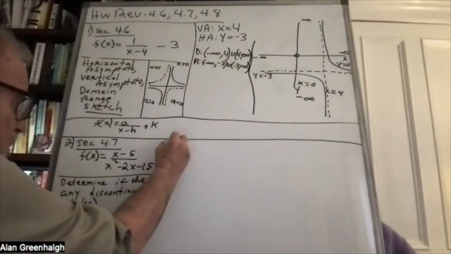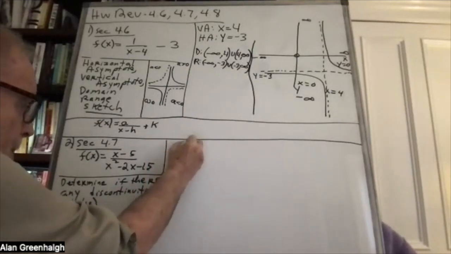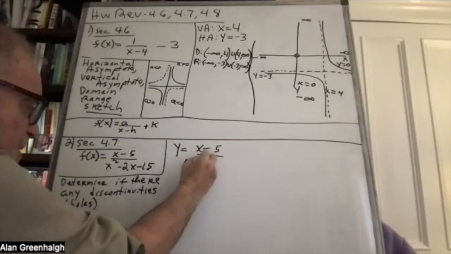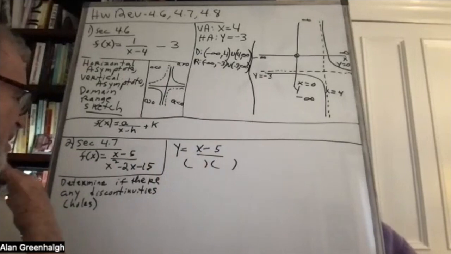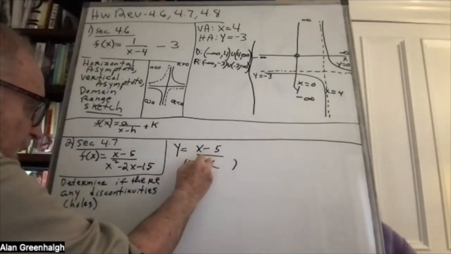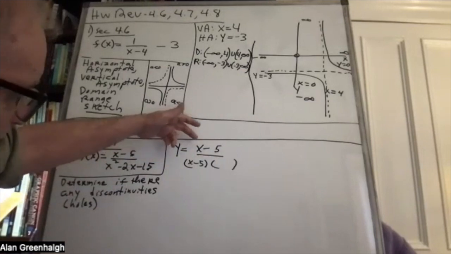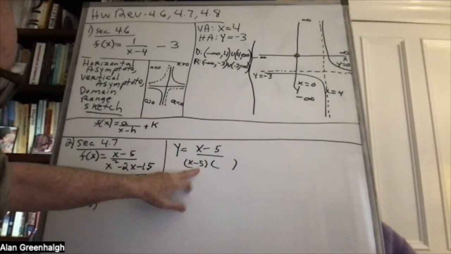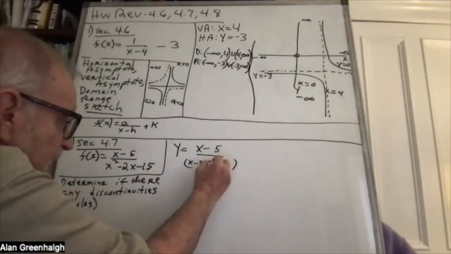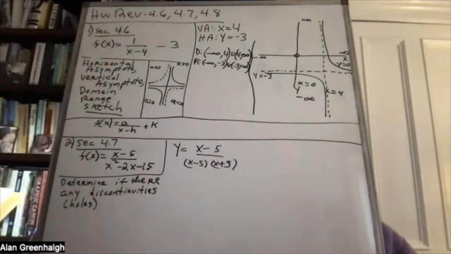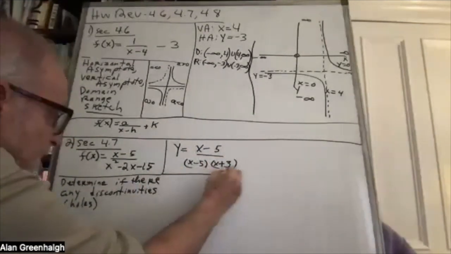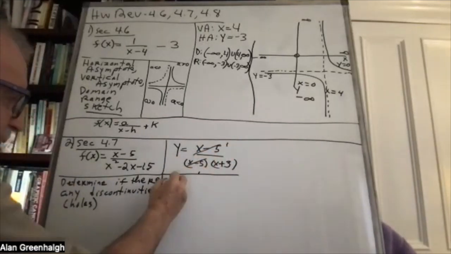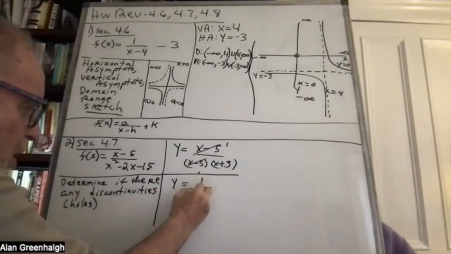Let me go over here to do it. Let me first call this y, and let me put that x minus 5. And in the denominator, you want to factor this. So this is x minus 5. You know immediately that if the numerator is x minus 5, the denominator is going to have an x minus 5 as well. That has to be. And then x plus 3. So this is what it looks like. And the next step would be to cancel out that, and y is equal to 1 over x plus 3.